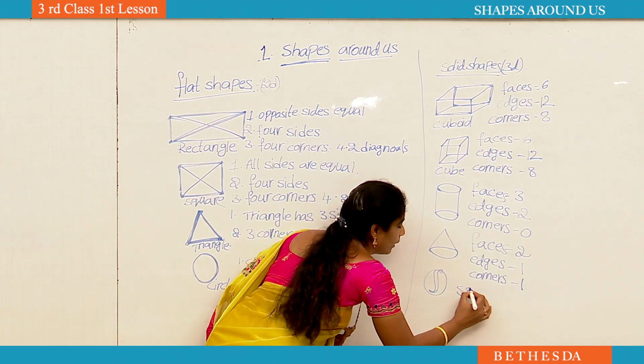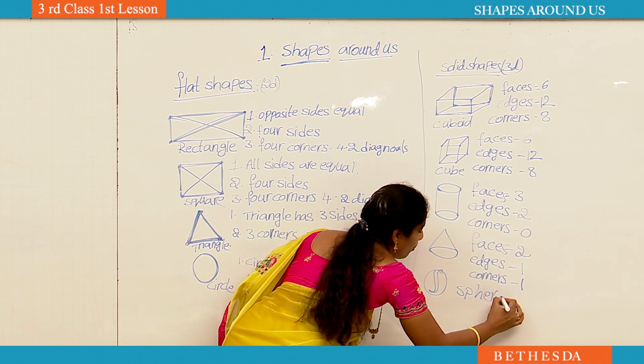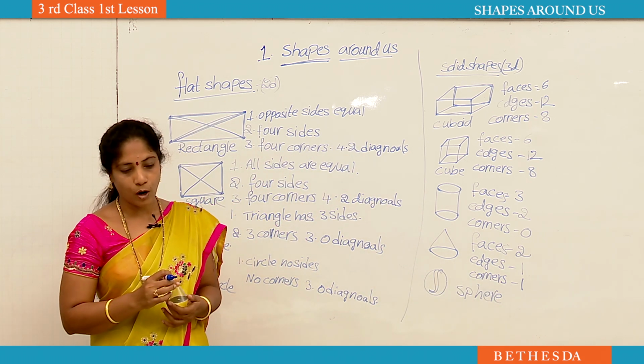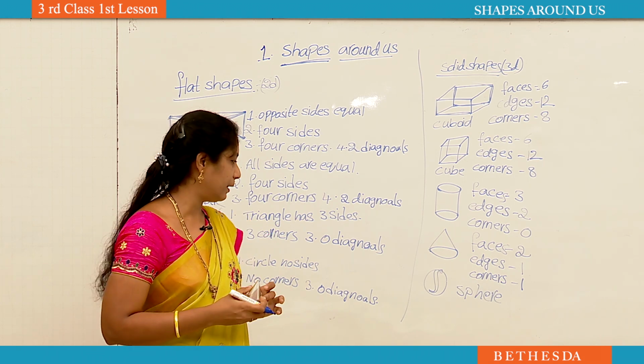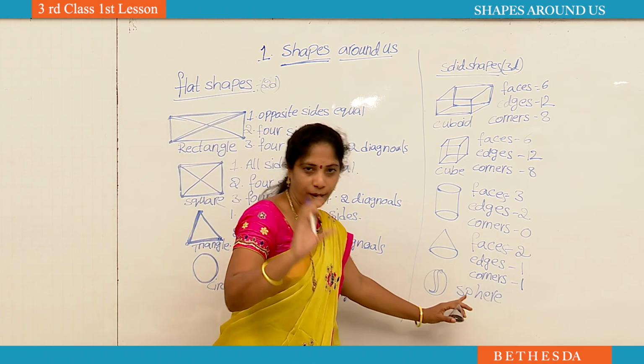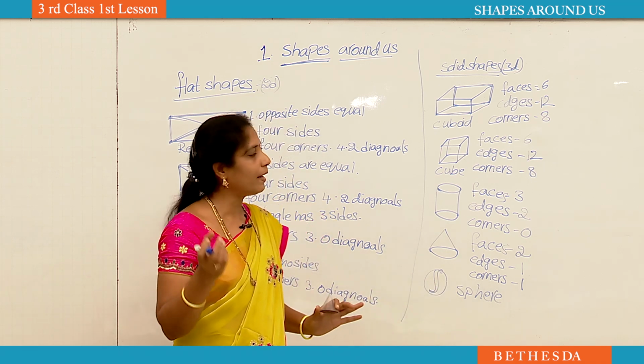Sphere means it looks like a ball. Do you have a ball at your home? I think you all have balls at your home. Okay, all of you take your ball and observe that. That is the sphere shape.